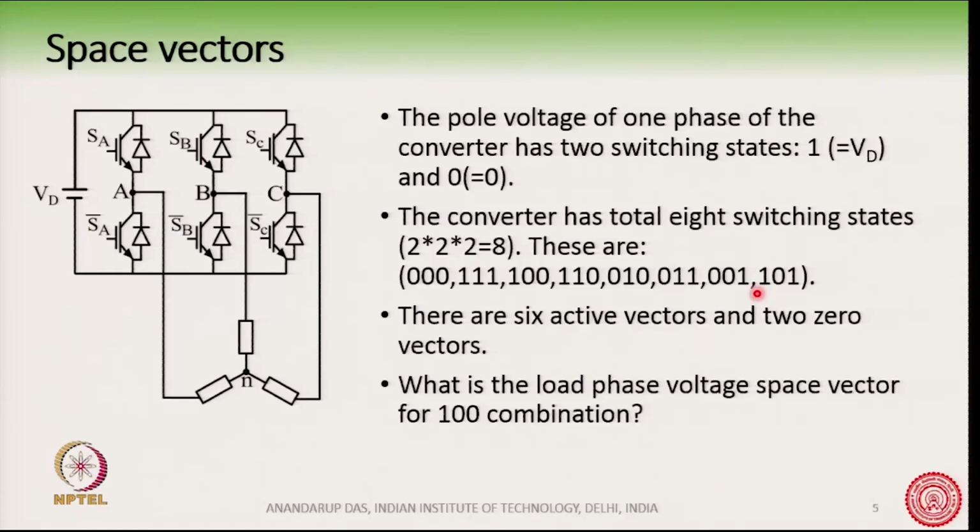Okay. Now, there will be a total of 8 switching states. Out of these 8 switching states, 0 0 0 and 1 1 1 are called the 0 vectors, or 0 switching states. We will talk about the 6 active vectors and 2 0 vectors a little later when we talk about the space vector diagram. Now, what is the load phase voltage space vector for the 1 0 0 combination? These are the 8 switching states possible from the converter, and let us find out the load phase voltage space vector for any one of these combinations.